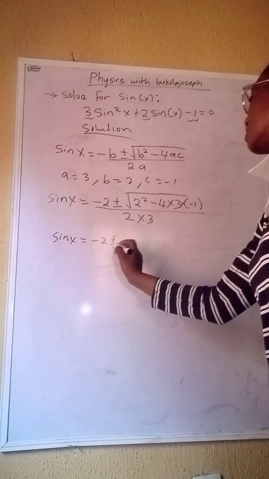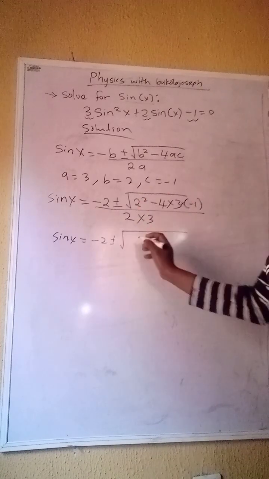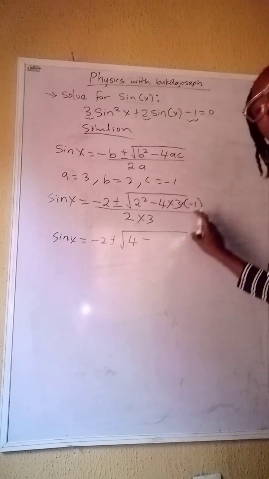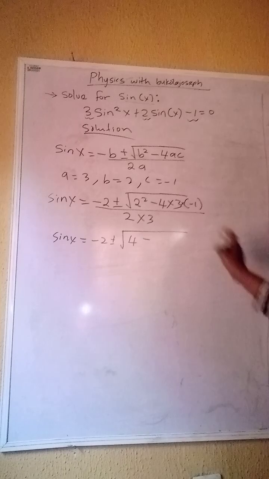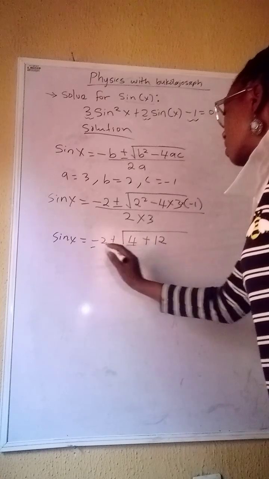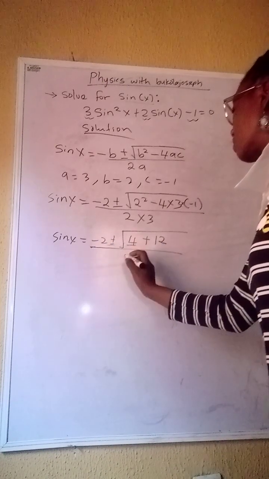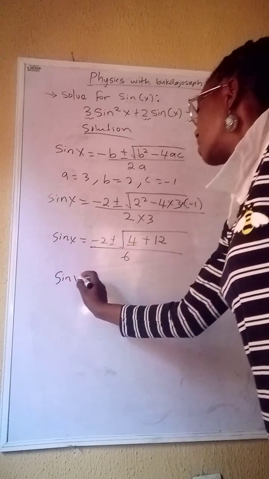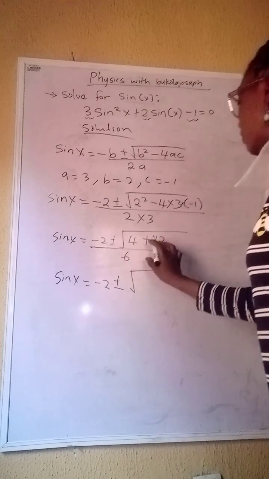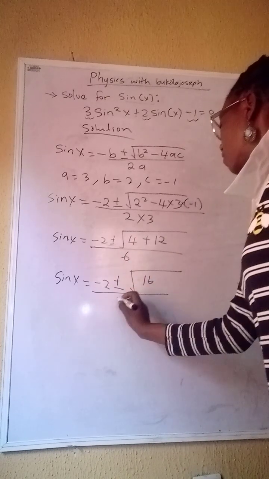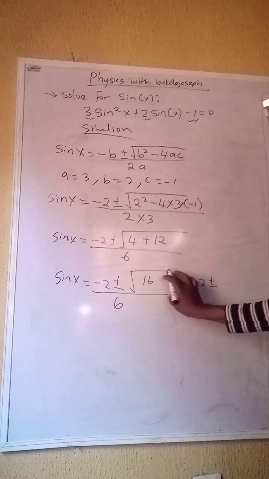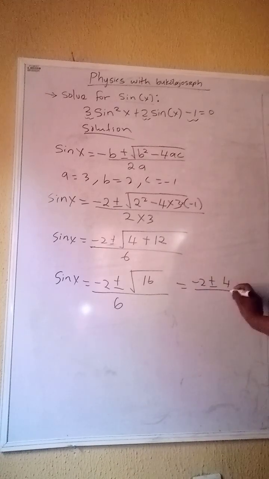So we simplify further. 2 times 2 gives us 4, minus 4 times 3 is 12, and 12 times minus 1 gives us minus 12. Minus minus becomes plus, so we have 12 here, all over 2 times 3, which gives us 6. So sine x is equal to minus 2 plus or minus the square root of 4 plus 12, which is 16, all over 6. The square root of 16 is 4, so we have 4 all over 6.